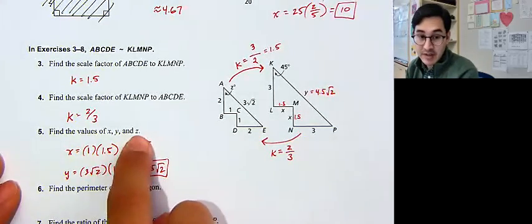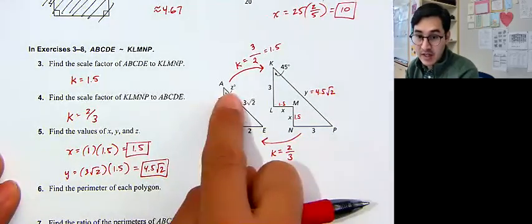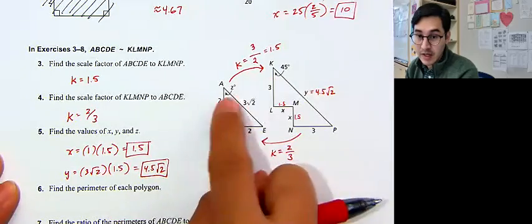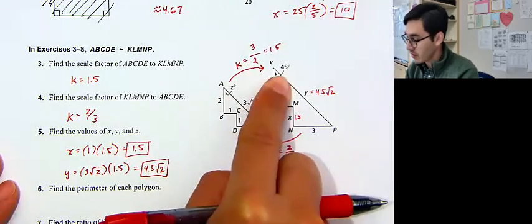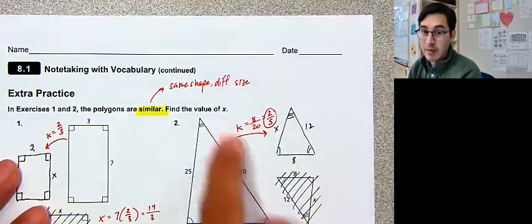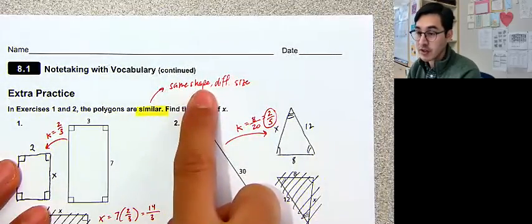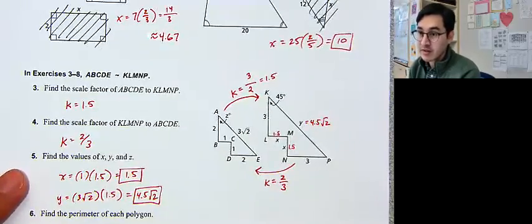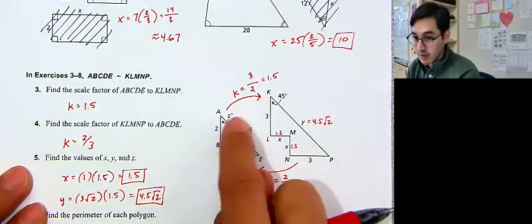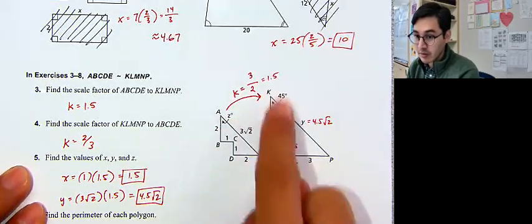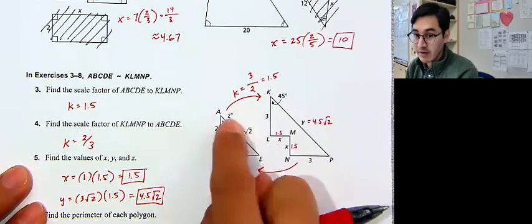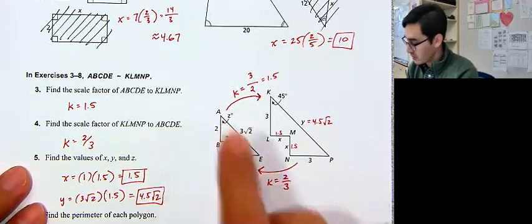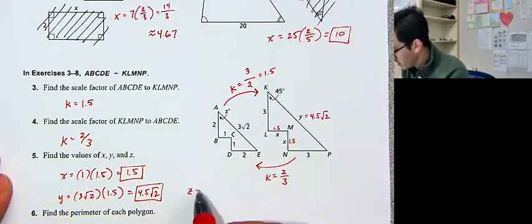The last variable to solve for is z. z is an angle, and we can see the corresponding angle in the big figure is 45 degrees. Now remember, similar figures have the same shape, which really boils down to having the same angle measurements. So all the angle measurements around each of these figures are going to be the same. If this angle is 45, then this angle is going to be 45 degrees as well. So z equals 45 degrees.